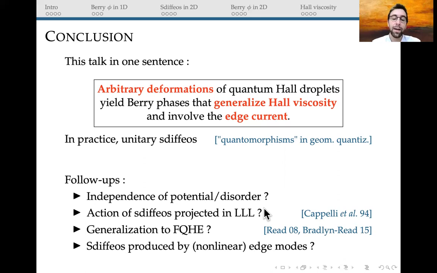And finally, I should mention that you can really think of edge modes, which propagate on the boundary of the droplet, as, in a sense, time-dependent diffeos as well. And you might hope that these produce certain Berry phases. In particular, if they're nonlinear edge modes, you can take them to be solitons, for example, and then you're producing certain adiabatic deformations, which give rise to edge modes, as in hydrodynamics. And so this would be, I think, an interesting observable to consider.